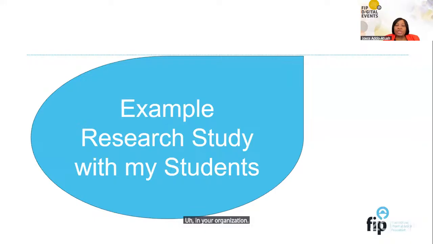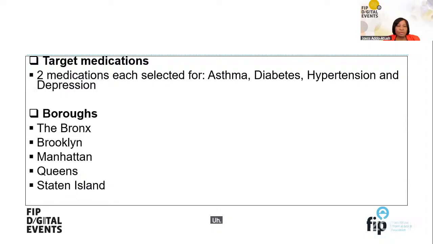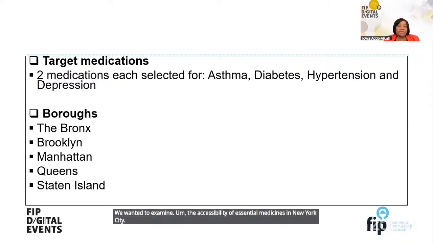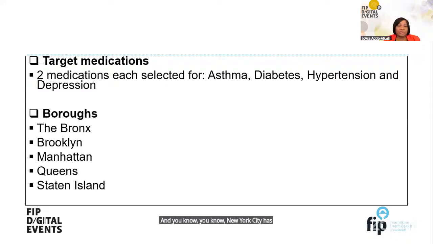So I just want to use an example of a research study with my students here in New York. We wanted to examine the accessibility of essential medicines in New York City. And New York City has got 5 boroughs. We have the Bronx, Brooklyn, Manhattan, Queens, and Staten Island. So there were 2 target medications, each selected for asthma, diabetes, hypertension, and depression.